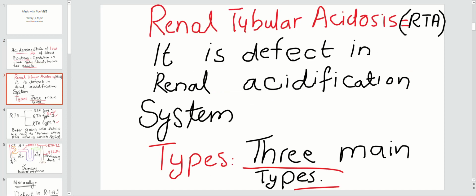Then come to the next topic, which is our topic, renal tubular acidosis. So what is renal tubular acidosis? It is a defect in the renal acidification system. Now we have different types. There are three main types of renal tubular acidosis. So what are those types?